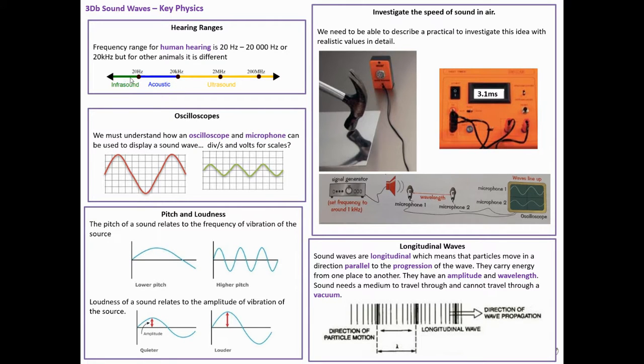Infrasound, we don't really talk about, but that's below. So between 1 and 20 hertz. So some very low frequency sounds are present on the planet as well, like earthquakes.